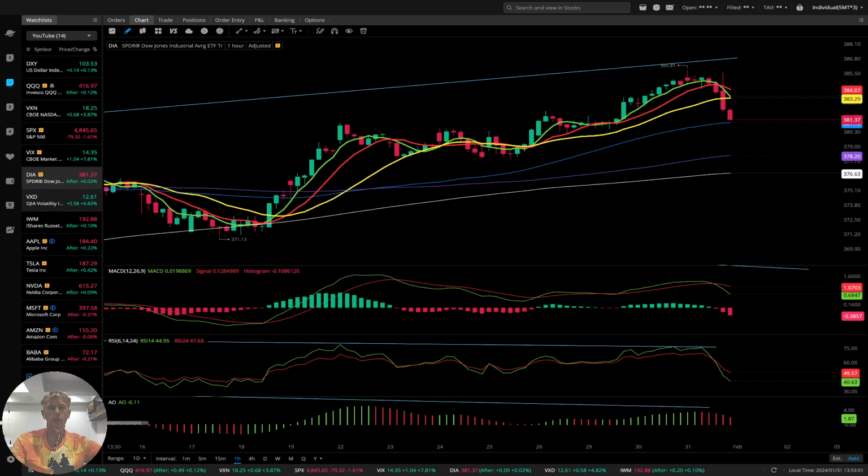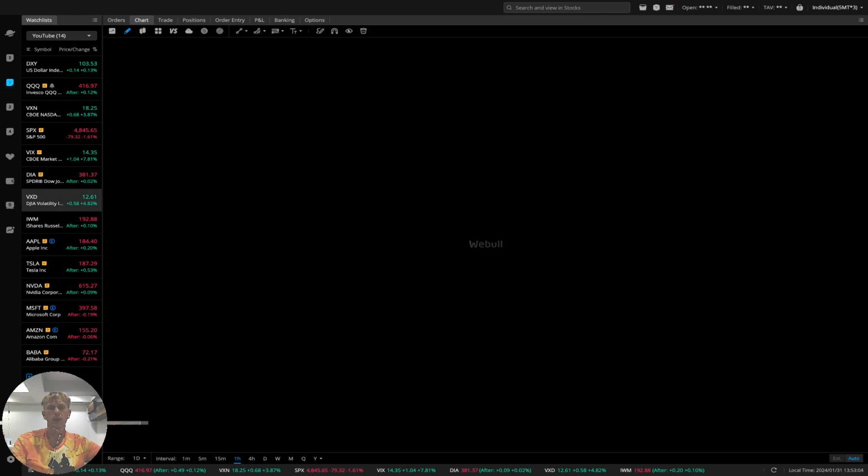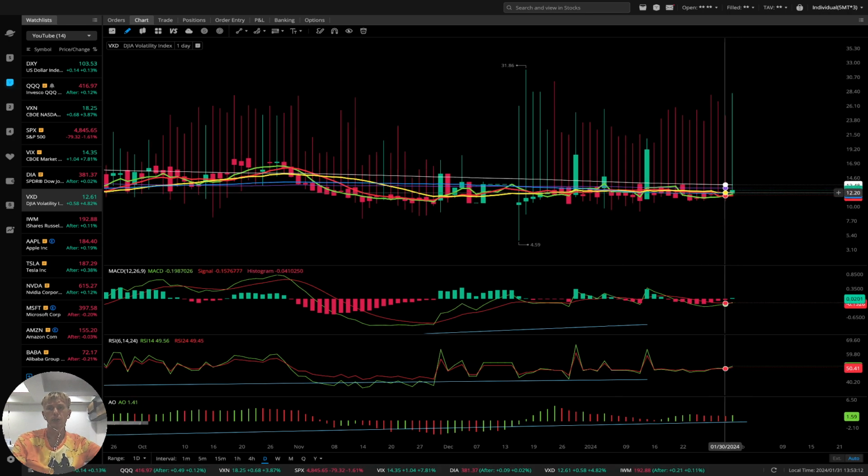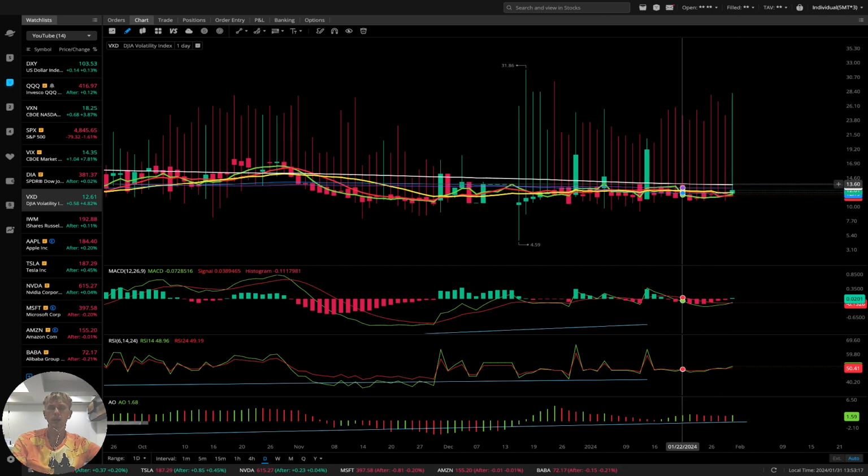Now let's move to VXD, the volatility index for Dow Jones. Yeah, it just moved above MA20. Looks like it's getting positive.